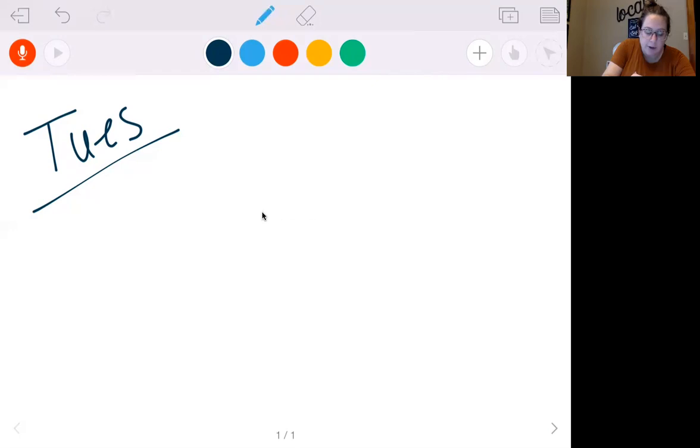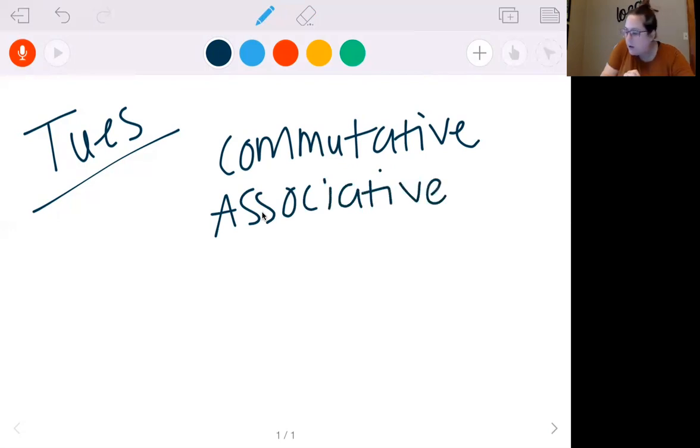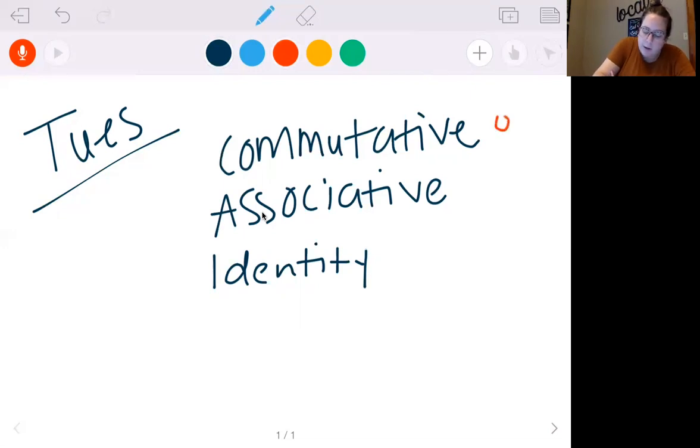So you need to know commutative. You need to know associative. And you need to know identity. So remember, for commutative, you're just changing the order. So I'm going to make this red, and I'm going to put your keyword here. Order. That's where we can switch things around. 8 plus 7 equals 15, or 7 plus 8 equals 15.